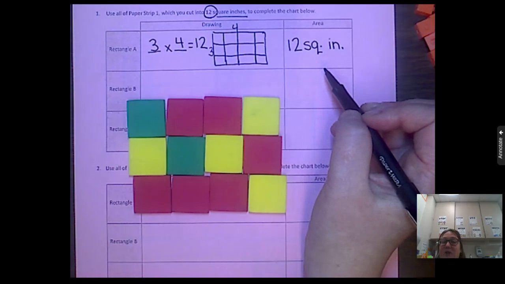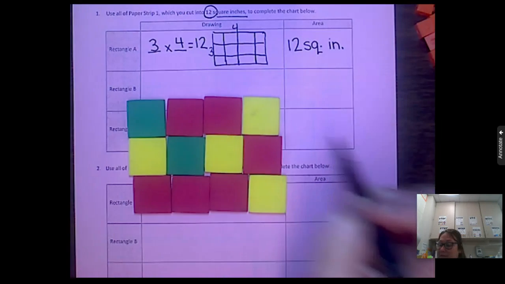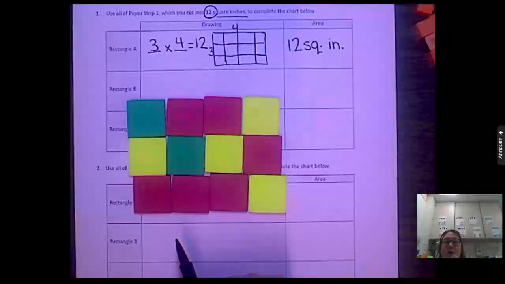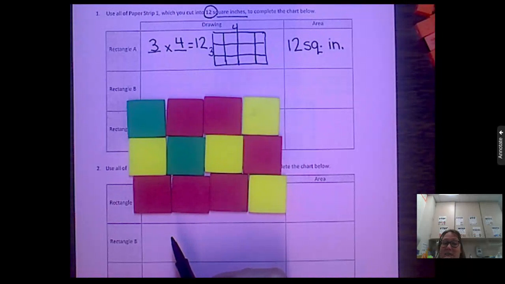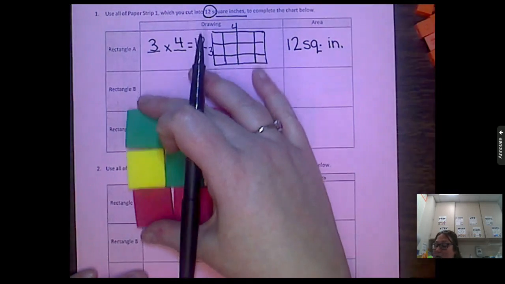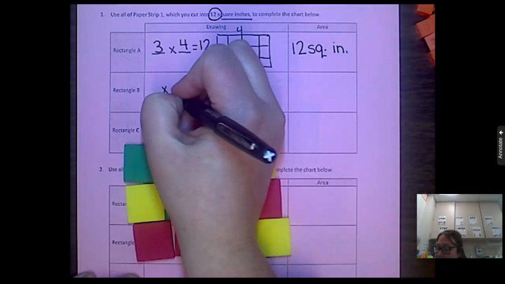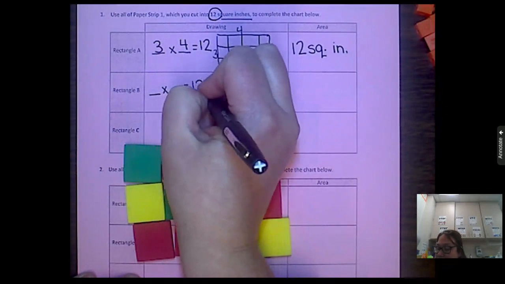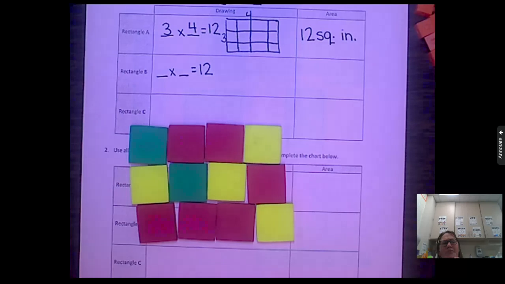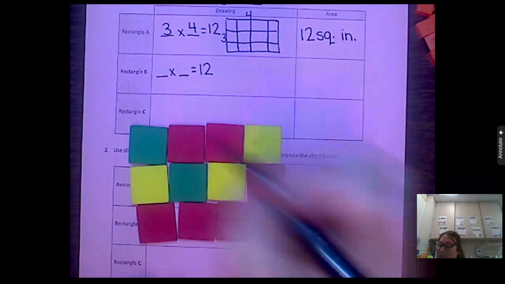Okay, so now we want to make, and if you need to pause at any time, feel free to pause it if you're still working on your creation. We want to make another rectangle that has an area of 12, and it needs to be a rectangle. So using these 12 tiles, I want to think to myself again, what times what equals 12? Pause your video and think about that for a minute. What else times what else could equal 12? And I need to do this 3 times.